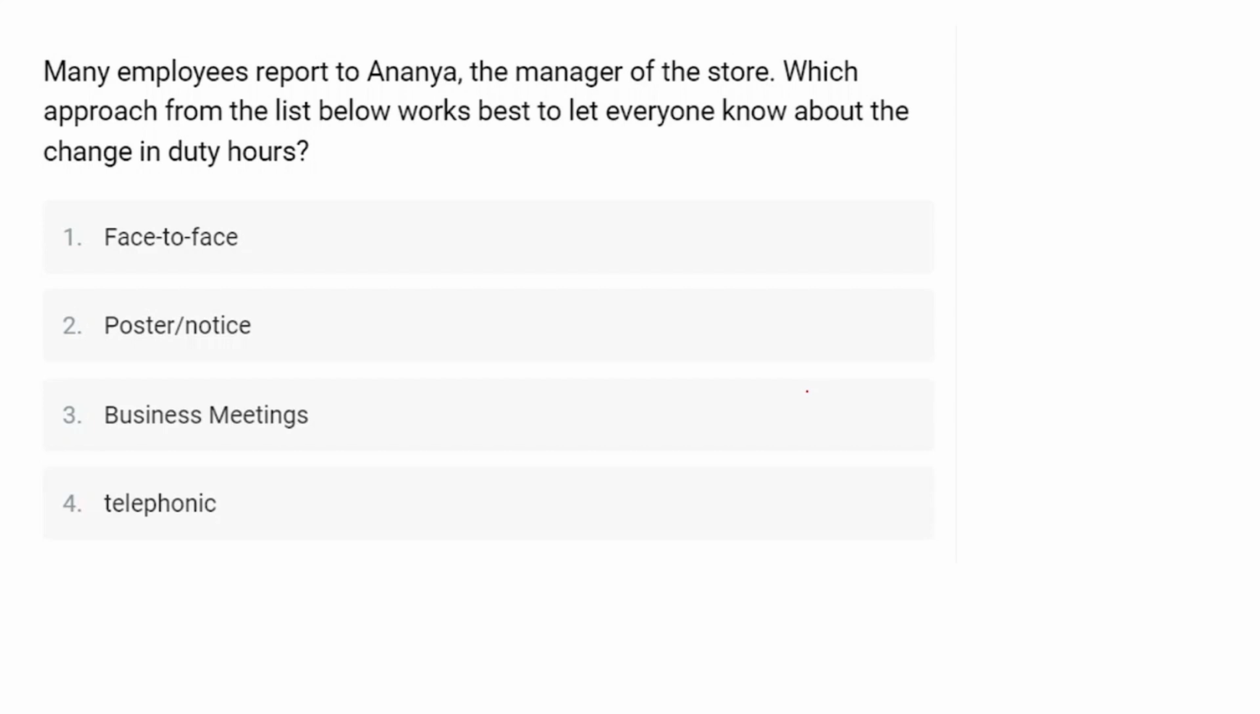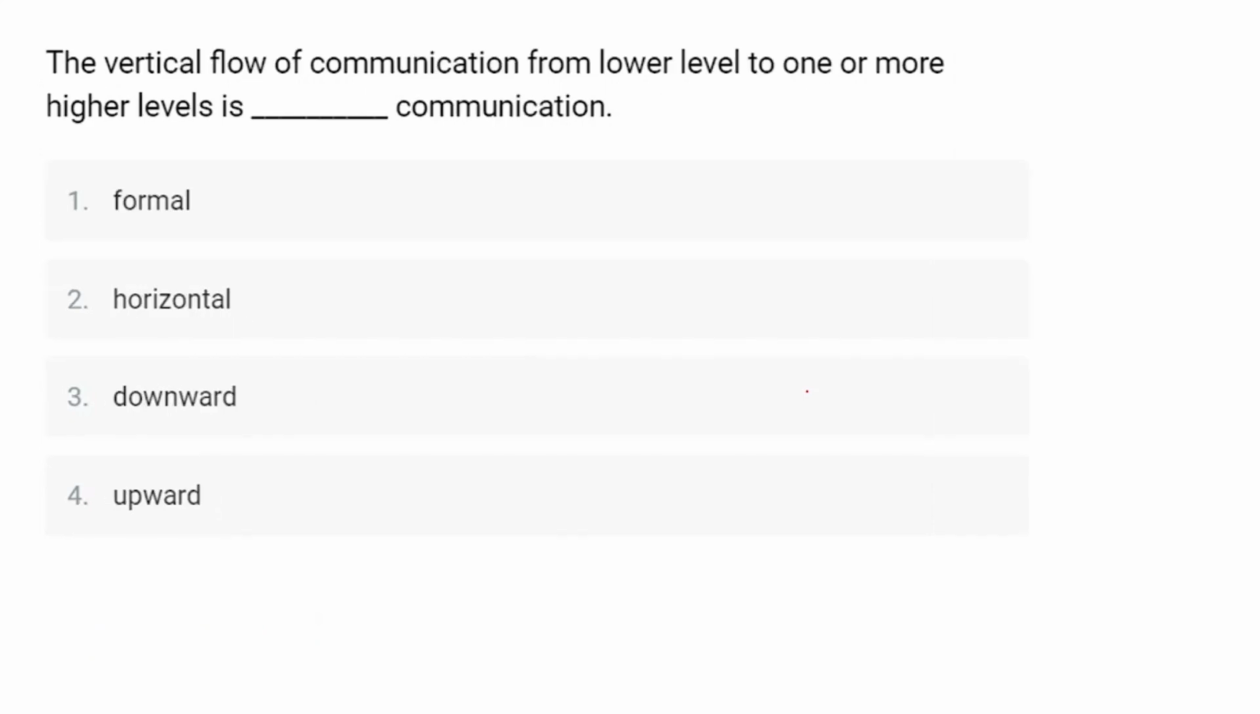Anybody? Okay, so the change in duty hours is something that everyone in the company needs to be made aware of. Face to face, you cannot meet everyone and tell each person. Business meetings are fine, but not everyone might be available in the meetings, and telephoning, it's not possible to call everyone. So obviously a poster or notice should go out telling everyone that the duty hours have changed.